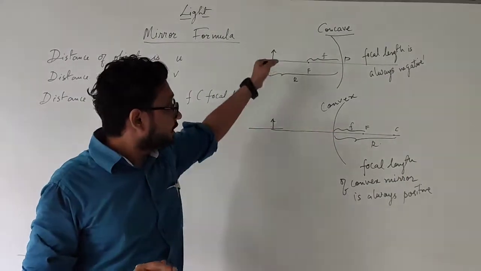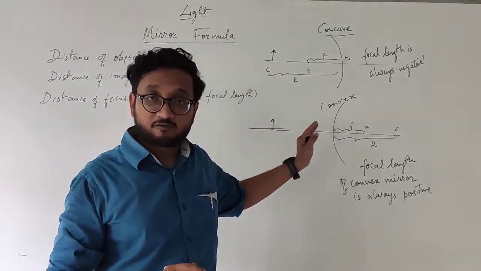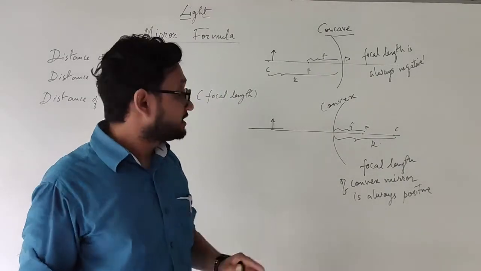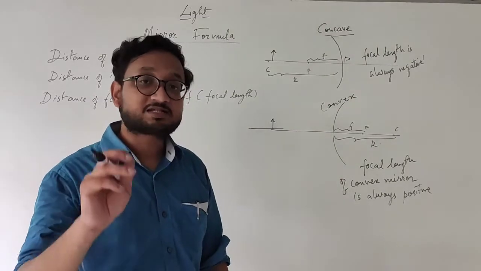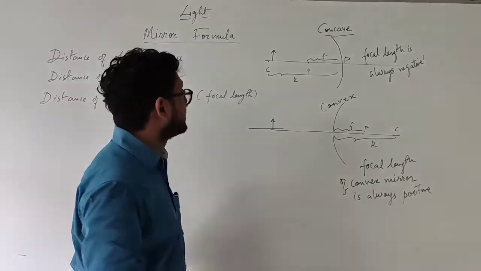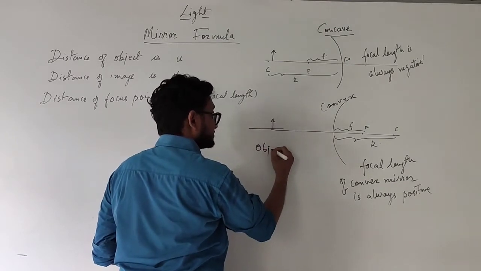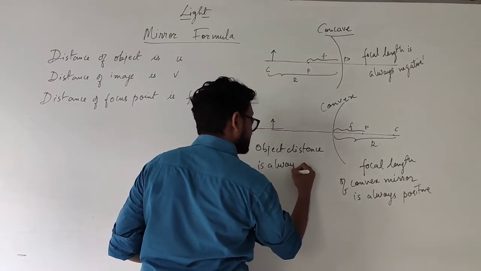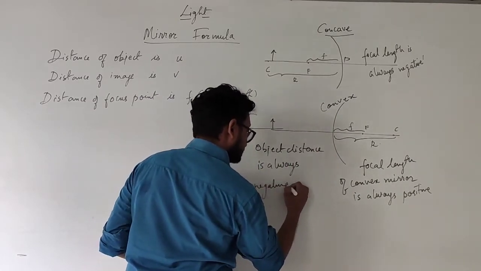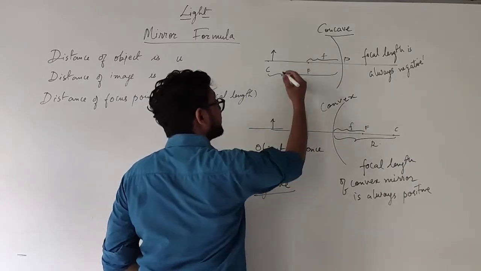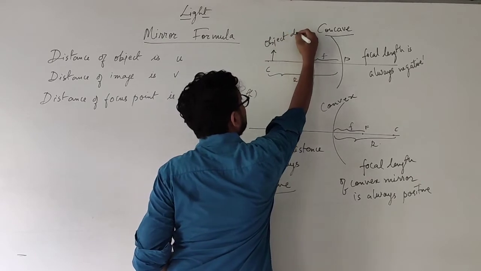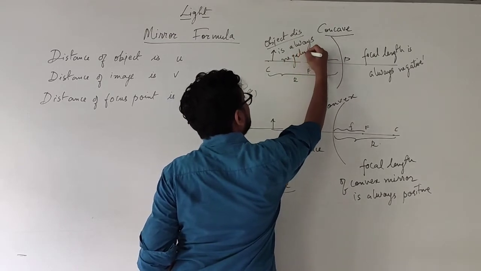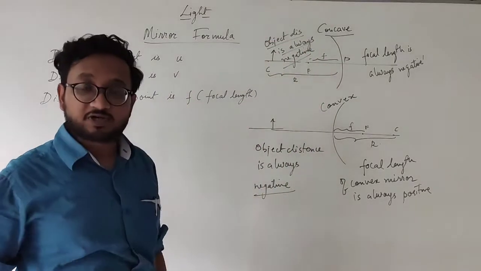Because the object is always kept on the left hand side of any mirror, the object distance is always negative. I repeat once again, the object distance is always taken as negative. I will write over here that the object distance is always negative. Same is for this one: object distance is always negative.